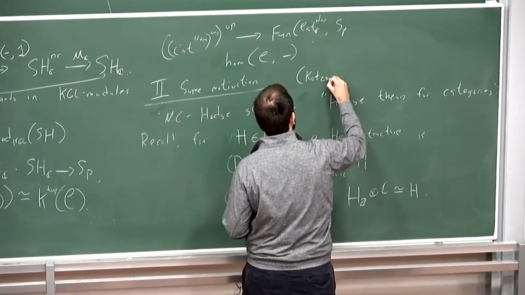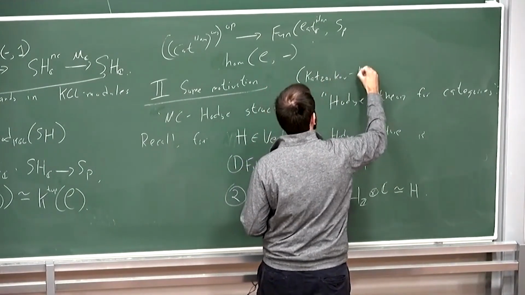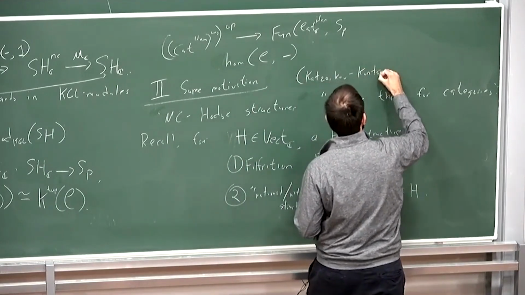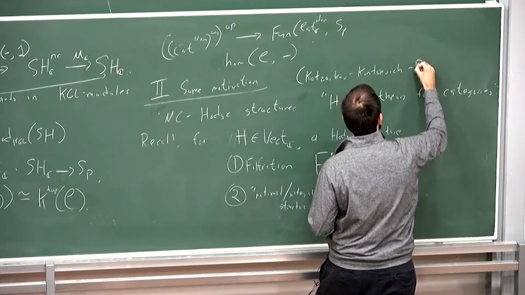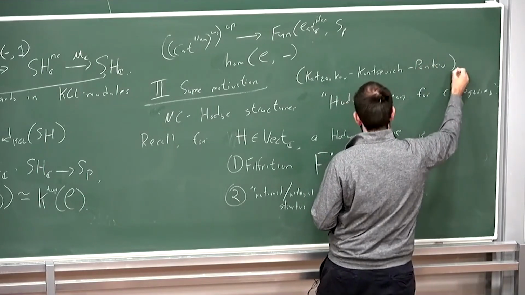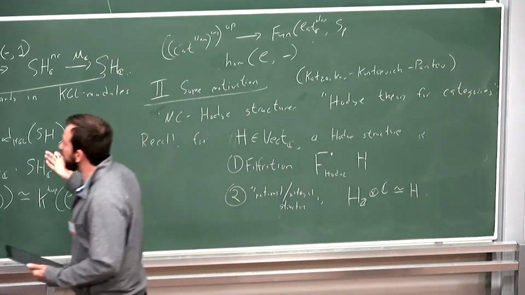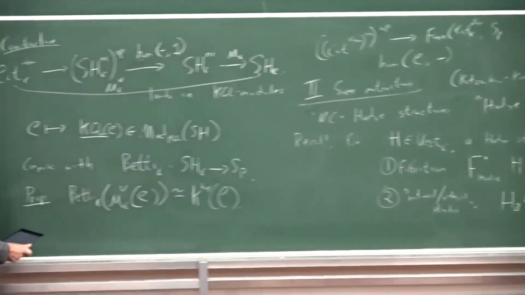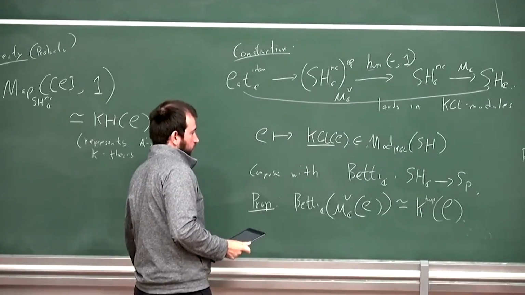So this is a classical Hodge structure, and in work of Katzarkov, Kontsevich, and Pantev, a non-commutative or categorical generalization of this was proposed.